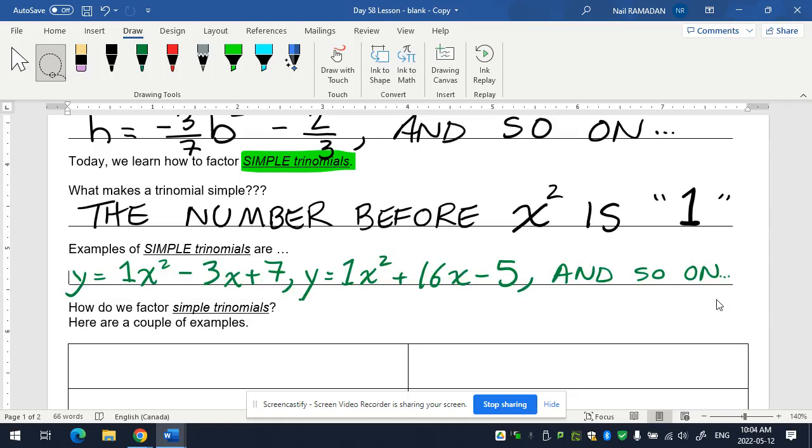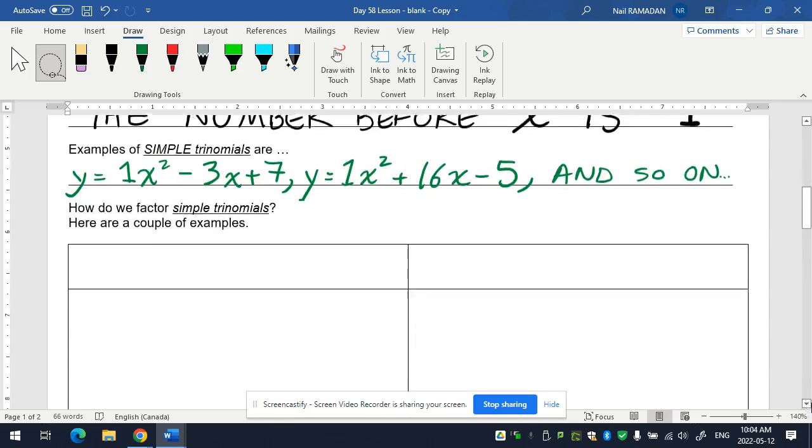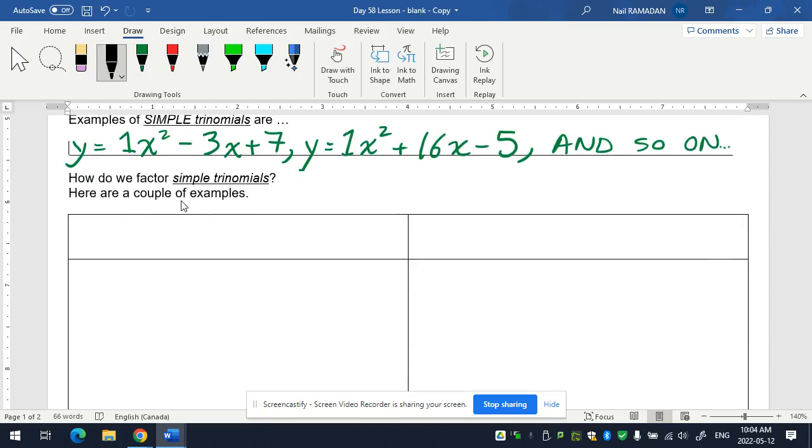Okay, so today is the lesson for factoring those simple trinomials. How do you factor it? Okay, here are a couple of examples. I need to invent a simple trinomial. Well, obviously, I have to start with x squared. So I need to invent the other two numbers.